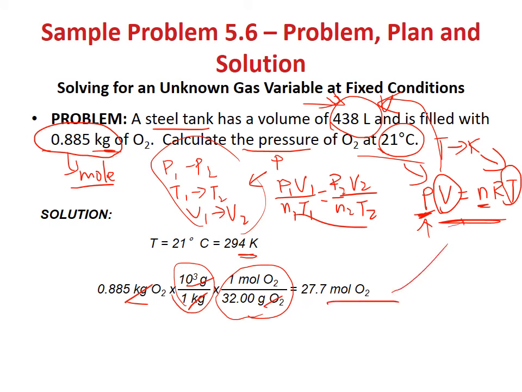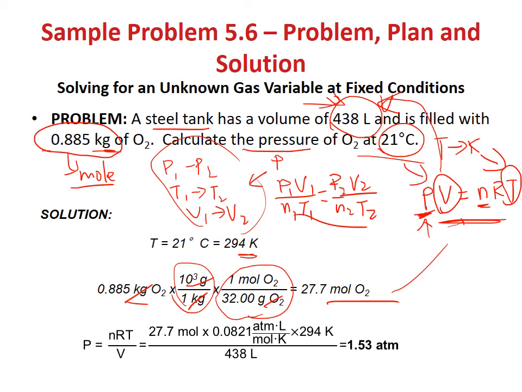Now we plug everything into this equation. Modifying the equation, you can calculate the pressure as nRT divided by volume. In this equation, we still need to know the R constant. Since the unit for volume is in liters and pressure will be in atmospheres, we can use R equals 0.0821. This is the value of R when the volume is in liters and the pressure in atmospheres. Plugging everything in, the calculated answer is 1.53 atmospheres.